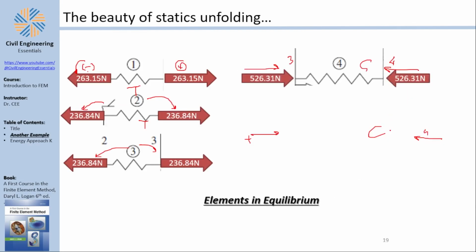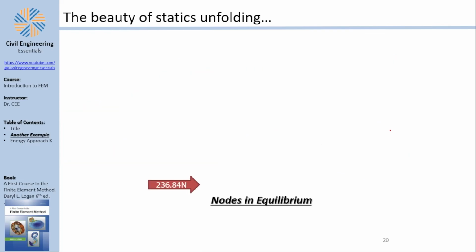The elements are in equilibrium. So are we done? No, we're not done. We want to check the nodes. If you go to the nodes, I think there is an arrow here. For some reason, I forgot to animate it. Let's go to node number 1. This force is F1x1. This is the force from spring number 1. And this is the external force from the reaction.